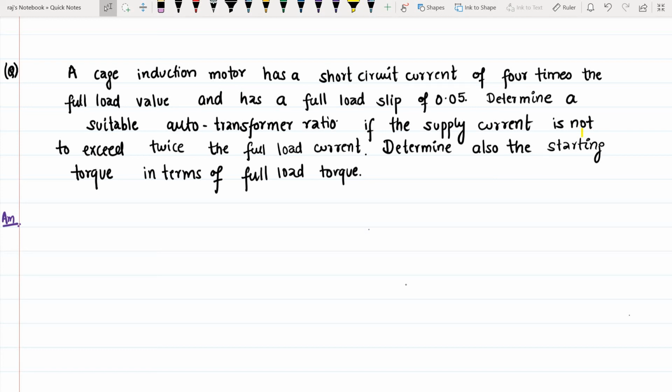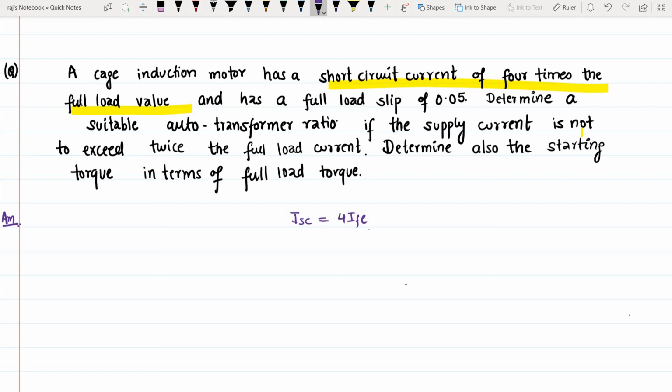A cage induction motor has a short circuit current of 4 times the full load value and has a full load slip of 0.05. Determine a suitable auto transformer ratio if the supply current is not to exceed twice the full load current. Determine also the starting torque in terms of full load torque. So again just follow the data. Short circuit current is given 4 times the full load value. So just write down ISC is equal to 4 times IFL.